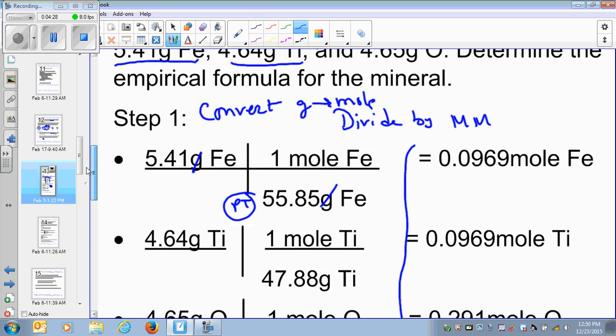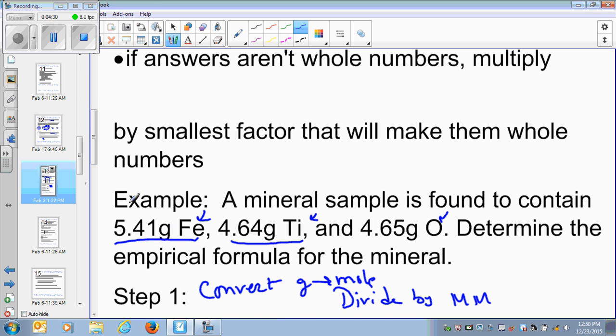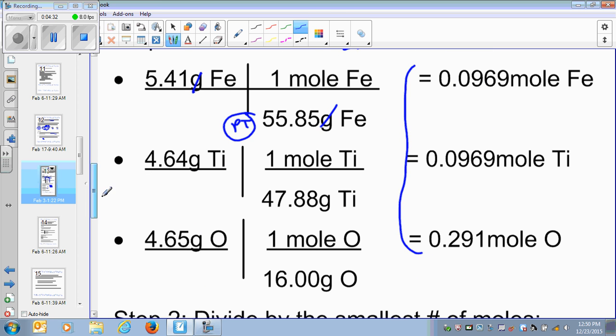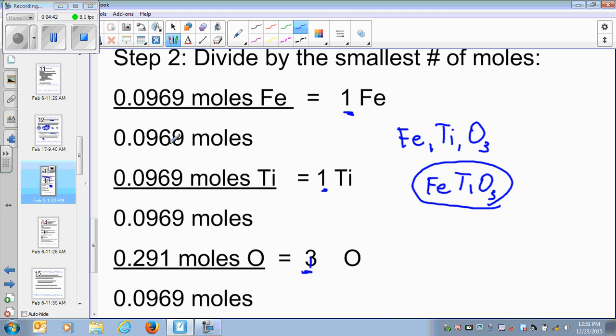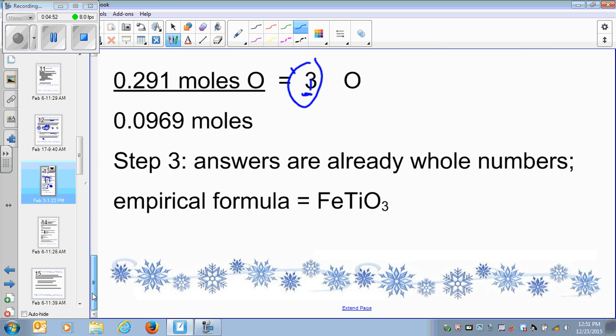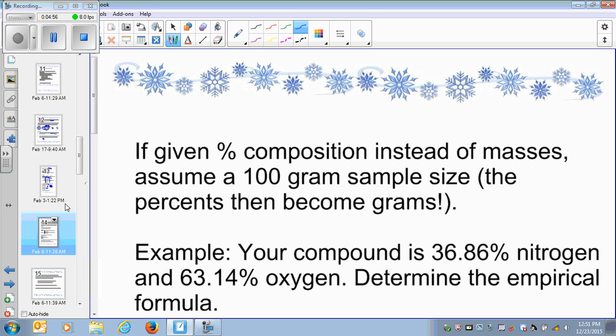So once again, you are given the grams. You divide by the molar mass to get the moles. Once you have the moles, choose the smallest answer and divide all answers by that smallest answer. This has to be a whole number because that represents the ratio in the formula. So FeTiO3. This is how I calculate the empirical formula.